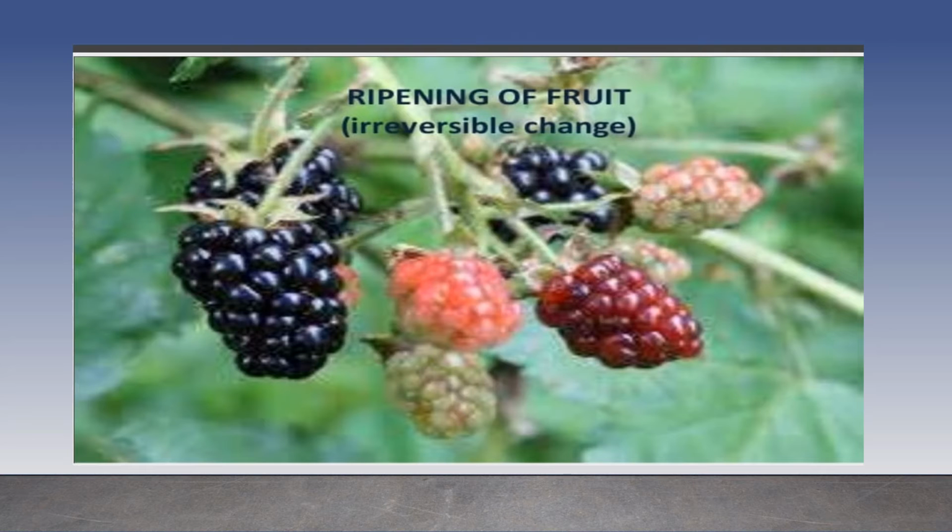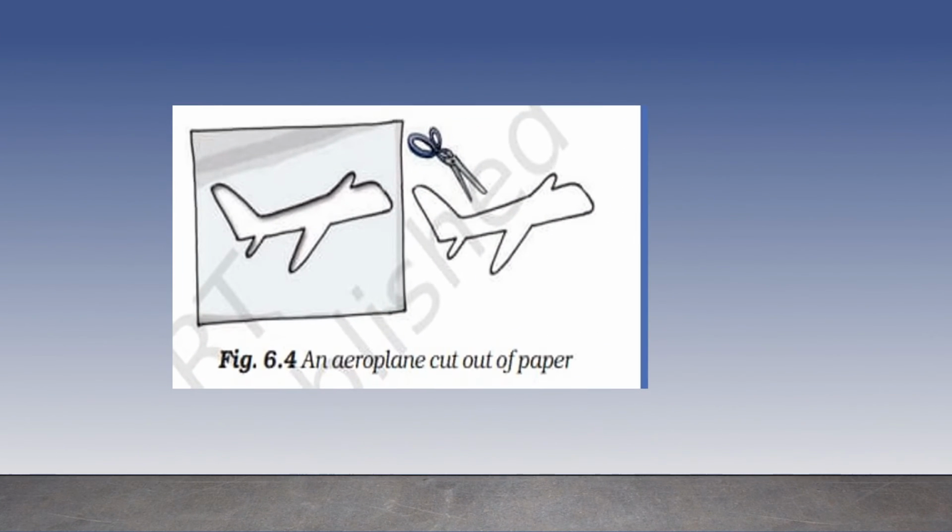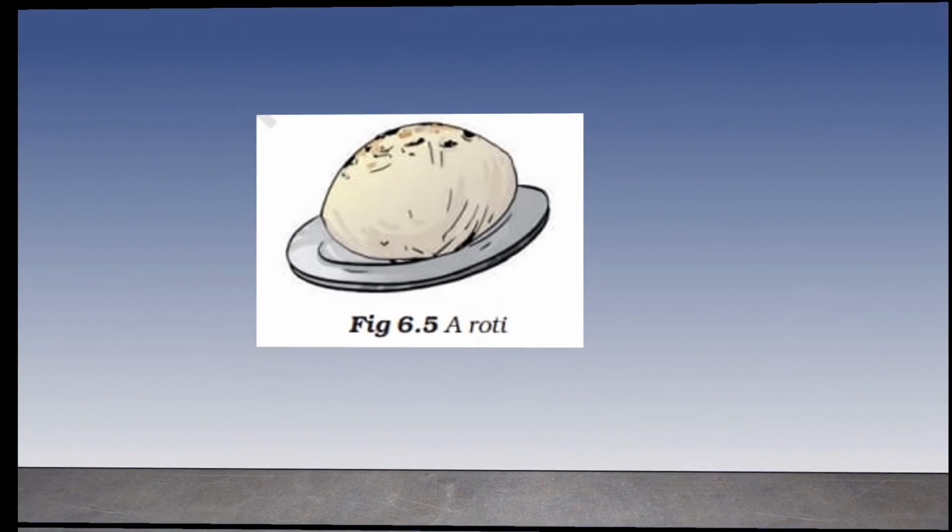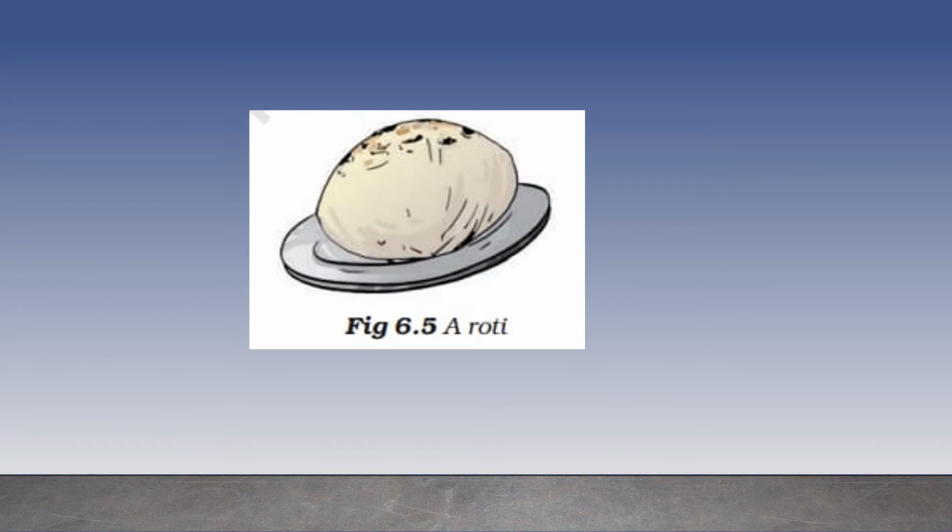Now, ripening of fruits is again irreversible change. Now, cutting of paper to make an aeroplane, again irreversible change. Now, making chapati from the dough. Once you get the chapati, you cannot get the dough back. So, this is irreversible change.